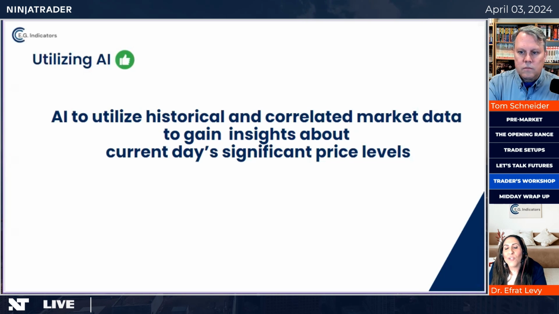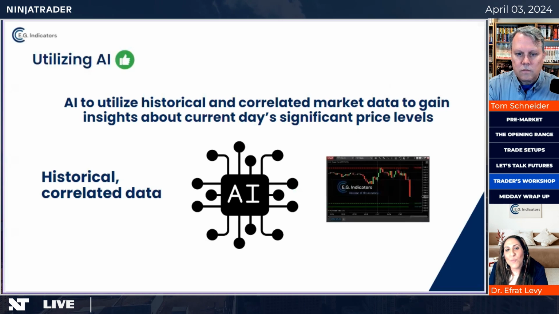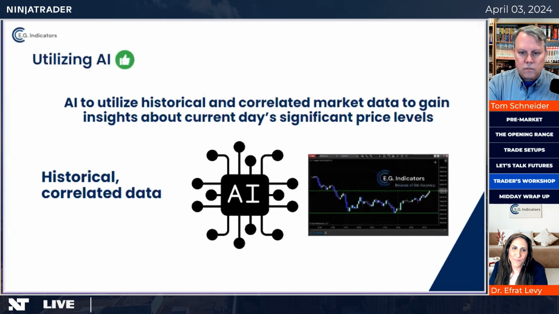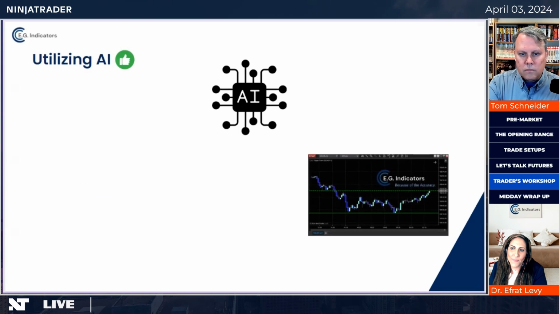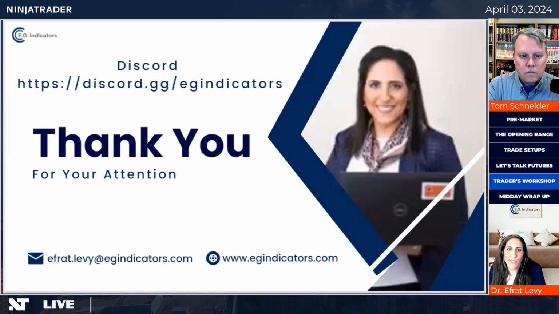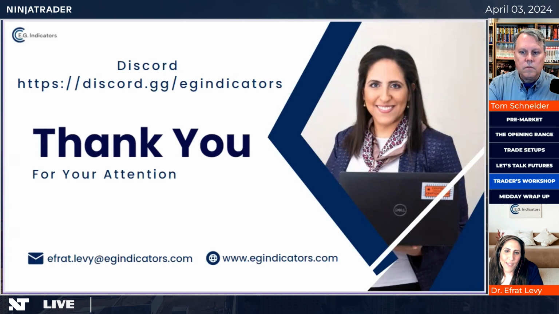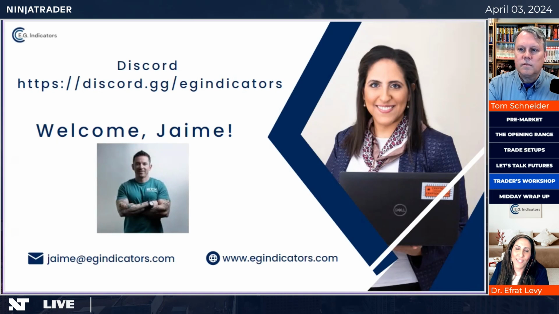And AI can also be used for calculating significant price levels for day traders. Given historical and correlated data, it can provide us with the current day's levels where the market is expected to react. Here are a few examples of how they look for different instruments: NQ, ES, and RTY. With that said, I want to thank you for your attention and invite Jaime to present his perspective as a day trader. Jaime, the stage is yours.